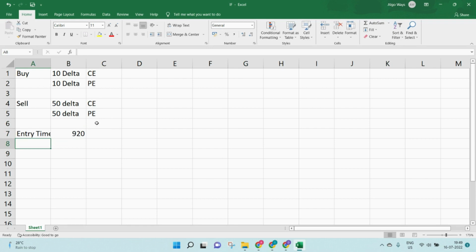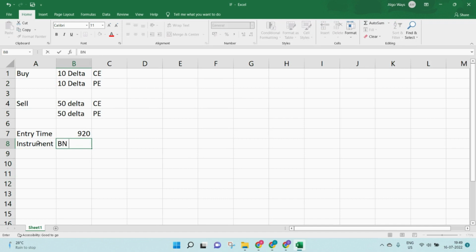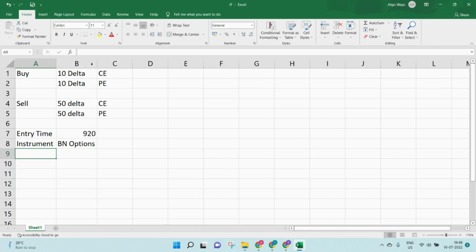This strategy I am discussing is for Bank Nifty options. Let us take a strike. Say suppose the current spot price of Bank Nifty is 35,000. So what we are selling is 35,000 C and 35,000 P, and what we are buying is 0.1 delta.